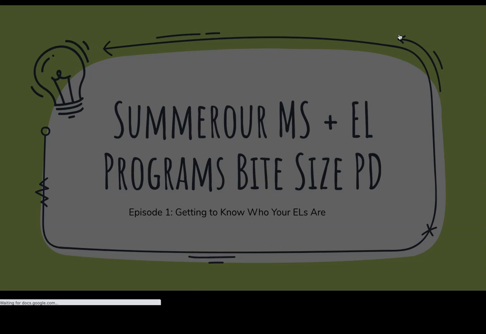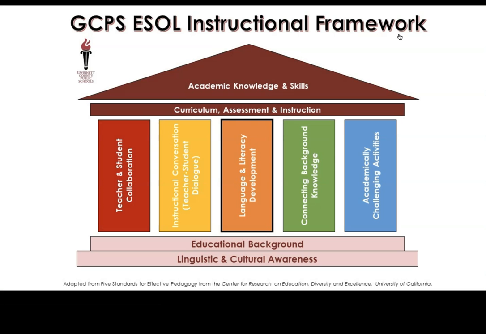Now, you are probably thinking, okay, I just need to know what to do with them. Well, here's the reality. You can't know what to do with them unless you know who they are. And who they are is very complex and very dynamic. So we need to take some time to really get to know who our kids are. One of those pieces is their linguistic background, their linguistic abilities.